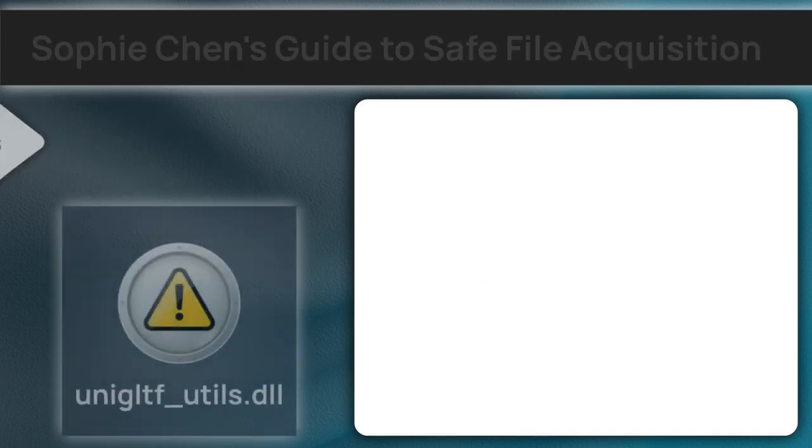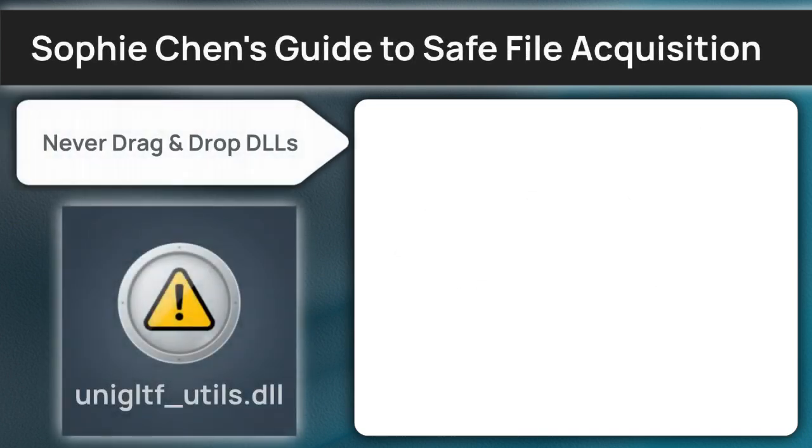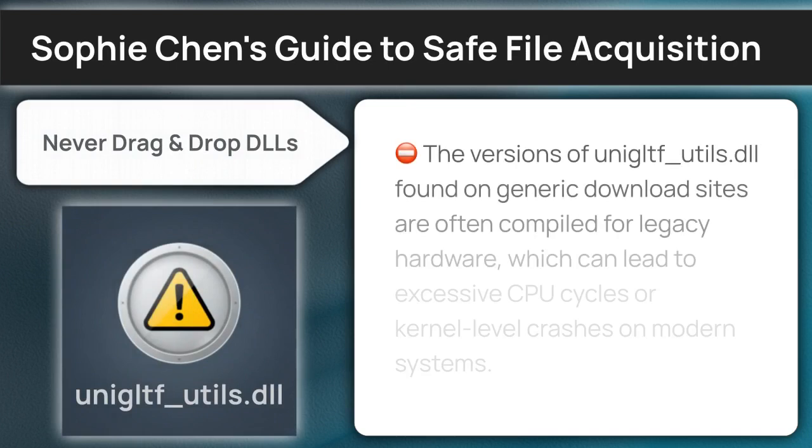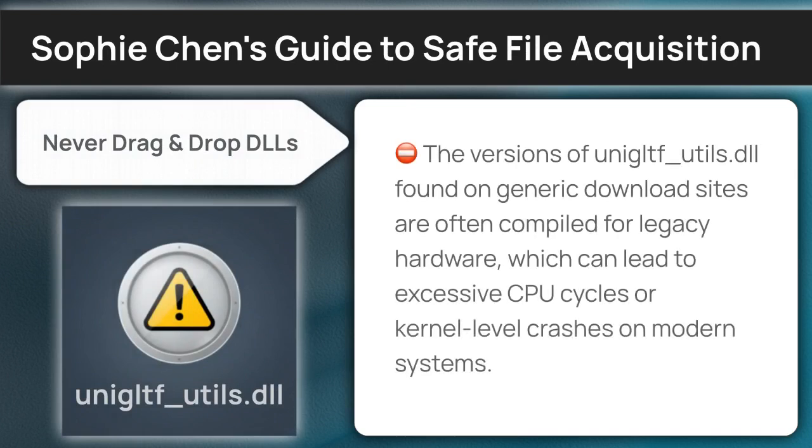Let's look at a key safety rule that will keep your PC protected while we address this error. Replacing UniGLTF utilities without a proper engineering protocol can lead to DLL hell, where multiple versions of the file conflict and paralyze your OS.